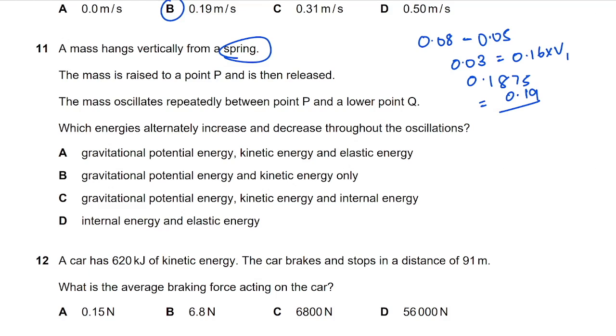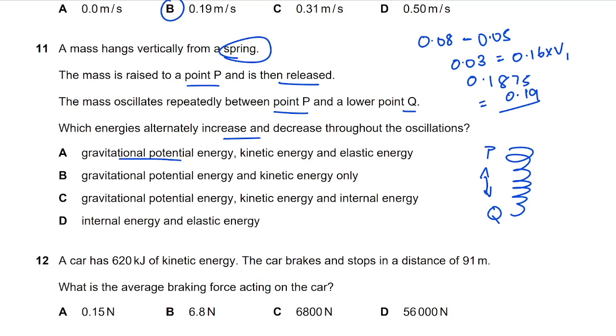Let's read the next sentence. The mass is raised to a point P and is then released. So we have a point P, and we have this spring, and I believe it is repeatedly oscillating from point P to point Q. So it is oscillating up and down between points P and Q. It then says, which energies alternately increase and decrease throughout the oscillations? So let's look at the options. First, we just go through one by one. Gravitational potential energy.